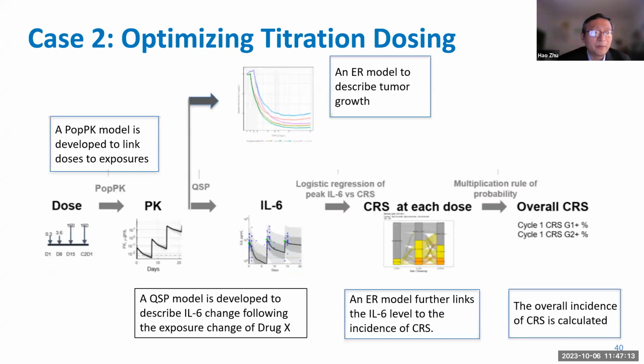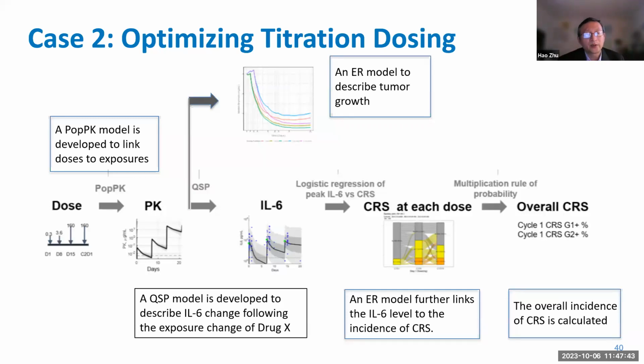And the second example is not in the neurological space, but it can probably be applied to rare disease or the neurological space in the future, where we try to link efficacy and safety signals all together. The drug we're talking about is a bispecific antibody. We understand bispecific antibodies can trigger a very severe adverse event called cytokine release syndrome, which can sometimes be life-threatening.